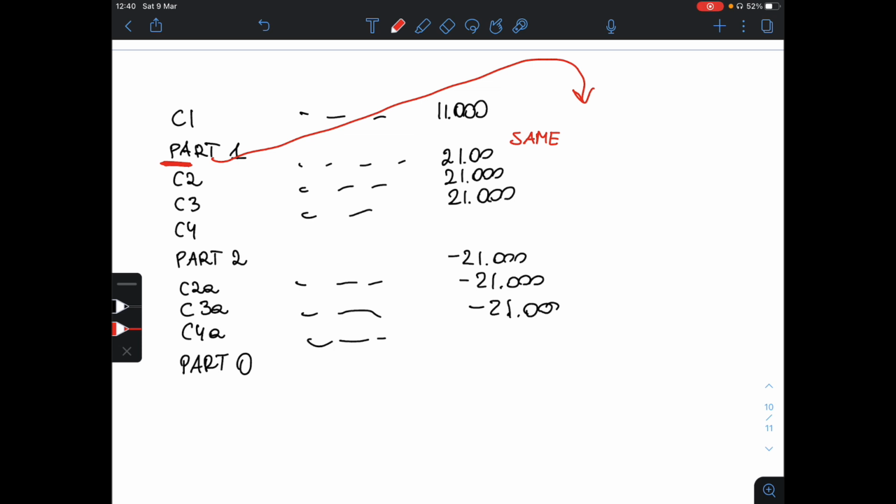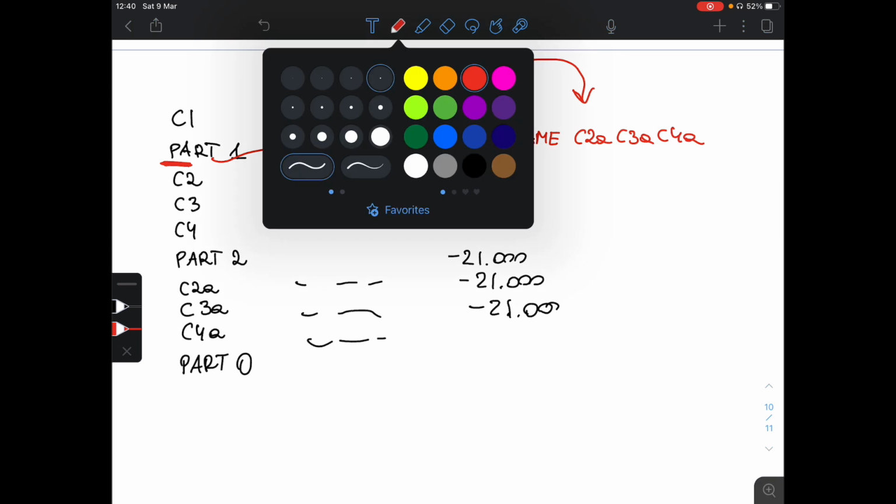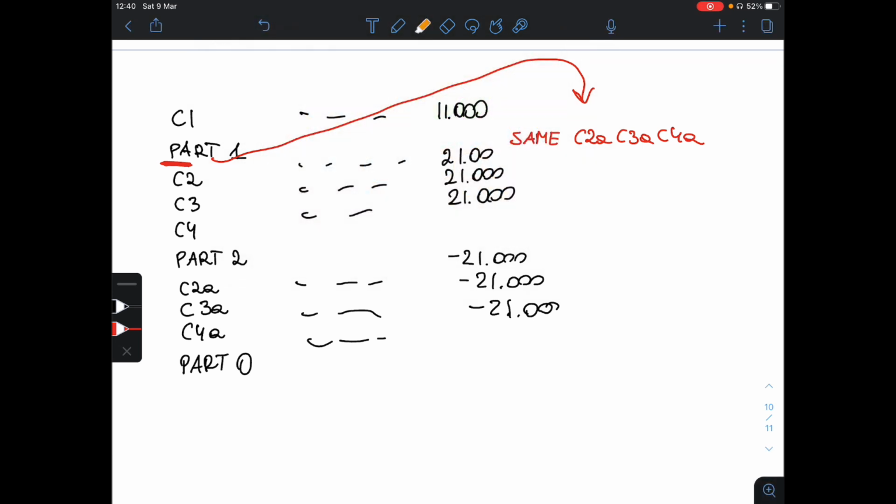So how do we do that? We write C2A, C3A, C4A. What does it do? The order is very important because it makes the appropriate distances between these two parts similar to each other, okay? So if I have this order here, C2, C3, C4, I'm writing C2A, C3A, C4A. The same atoms in the same order, just with A's, because they are in part 2. So we're relating part 1 to part 2.